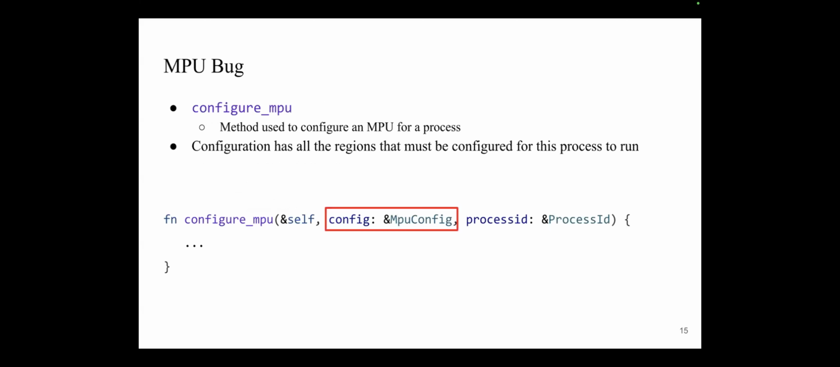Okay. I want to give you a real example of a bug that breaks memory isolation. This bug is going to be in MPU configuring code. Below I have this trait method called configure MPU. As you can probably guess from the name, this method is used to configure an MPU for a given process. I've highlighted one of the parameters here, this config. The important thing to understand is that this configuration has all the regions and corresponding attributes that have to be configured for this process to run.